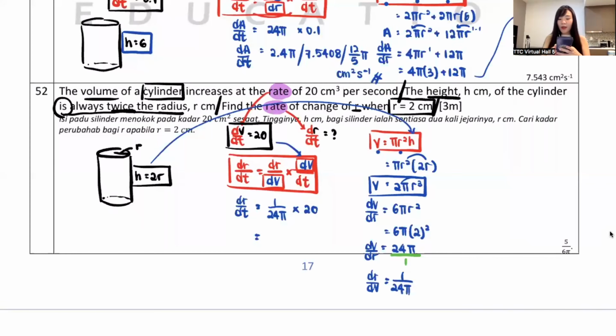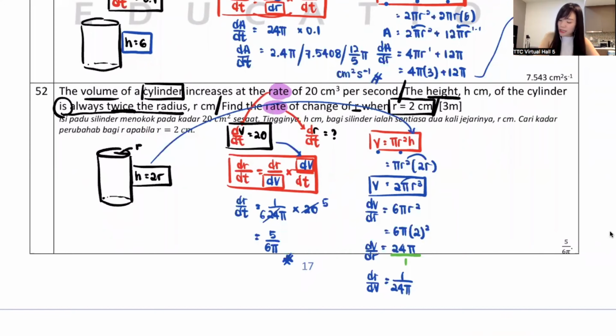Okay. So 1 over 24 pi times 20. Are you guys getting 5 over 6 pi? By the way, you don't suddenly write the pi on top. Your pi is at the bottom, okay? You're just cutting the 20 and the 24. So this one 5, this one 6. Remember, the pi is still at the bottom. I see some students suddenly move the pi to the top. If it's at the bottom, it's at the bottom. Don't move it up, okay? So this is your dr dt.